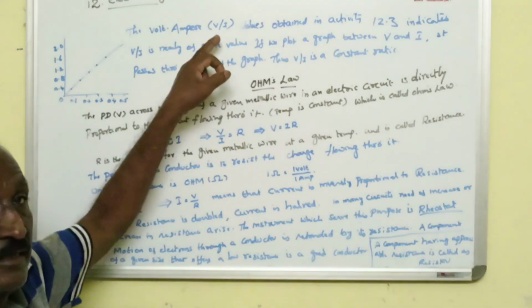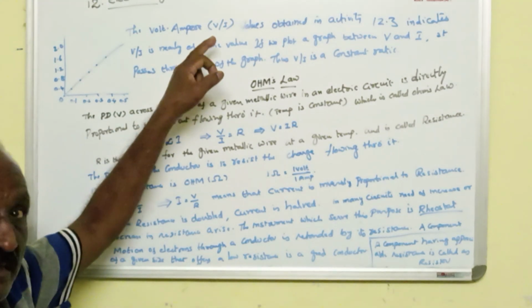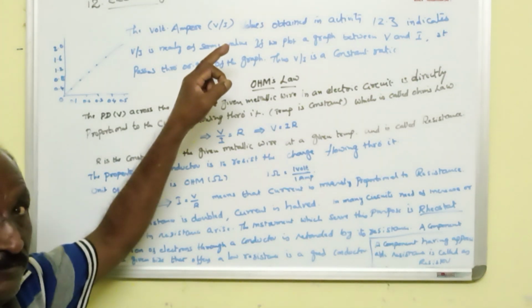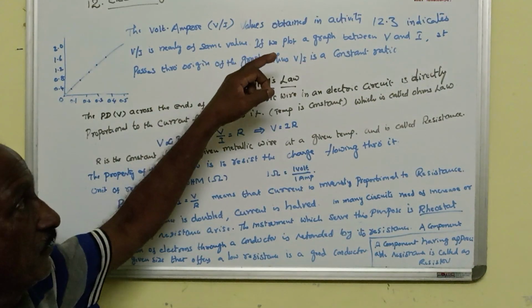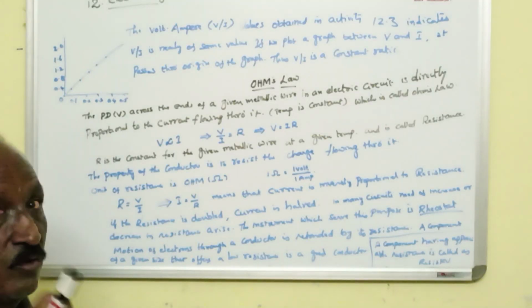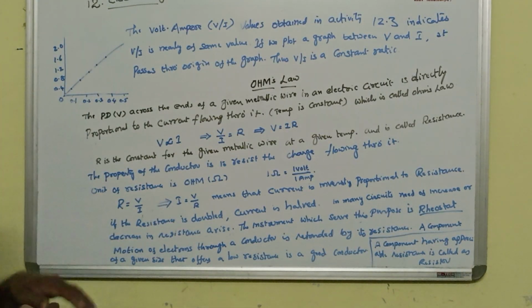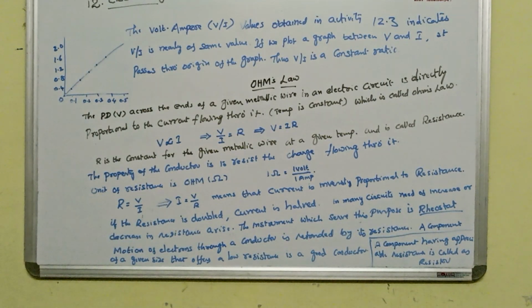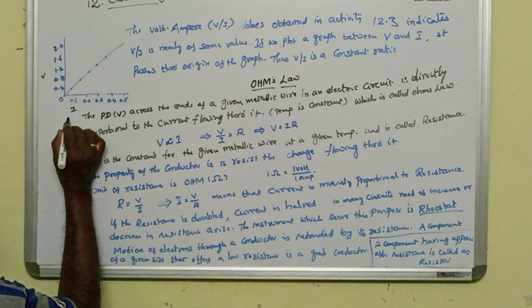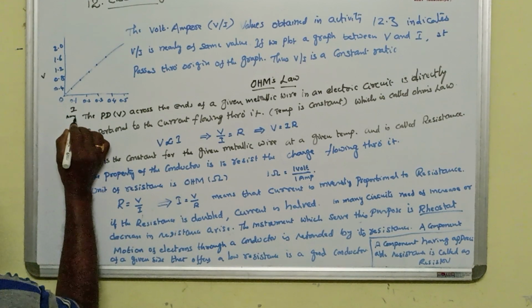The volt-ampere curve: actually we have to plot a graph between V and I in order to know the characteristic of it, how the V by I characteristic is plotted. This is the current I and this is the voltage, I in amperes and V in volts.